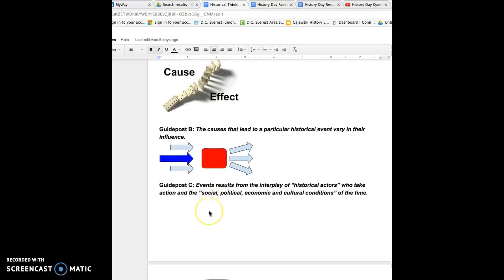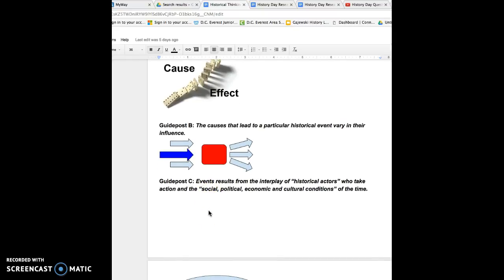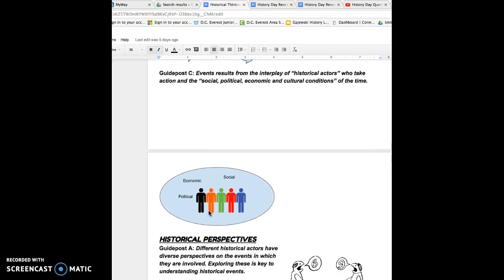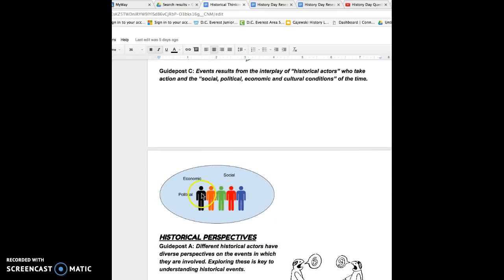This one says that it's important to keep in mind the interplay between the historical actors. We call the people in history who take action historical actors, and the social, political, economic, and cultural conditions of the time period. So basically, what is the interplay between these people, and what's the situation that this is all taking place in? Economic situation, political situation, what's going on at the time. You might not have to address all of these, but you should usually be addressing at least two of these, and I missed cultural on there.